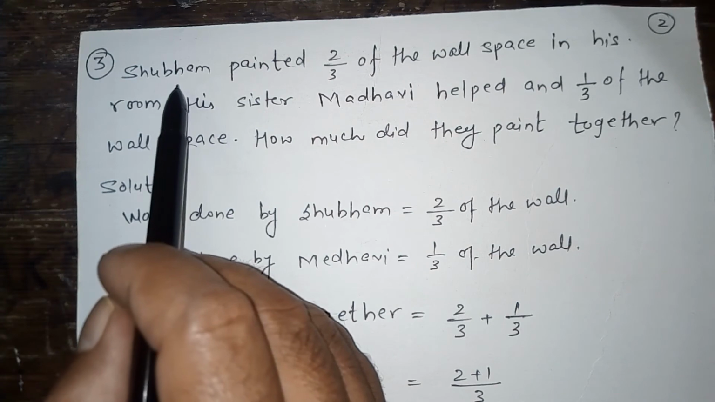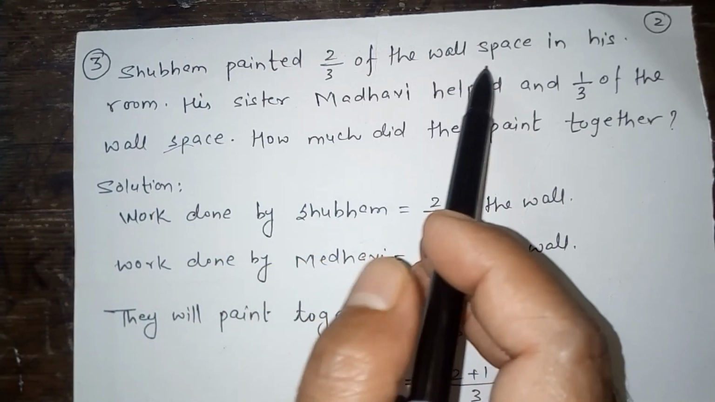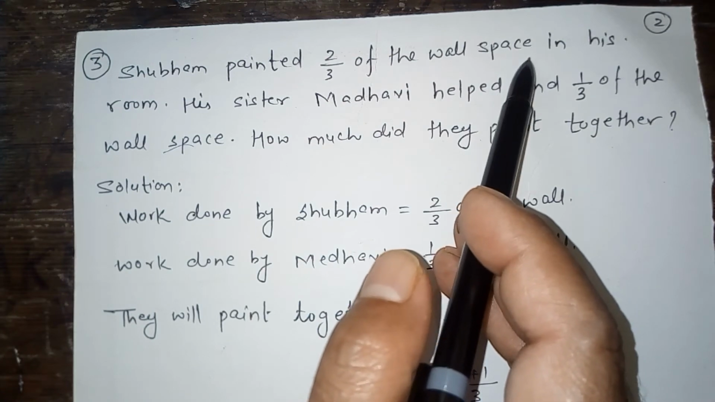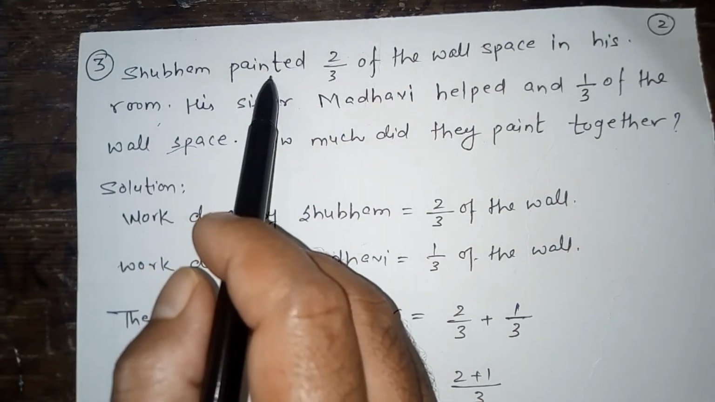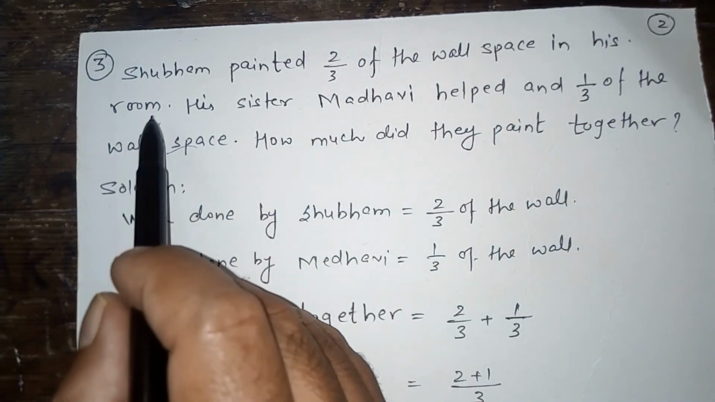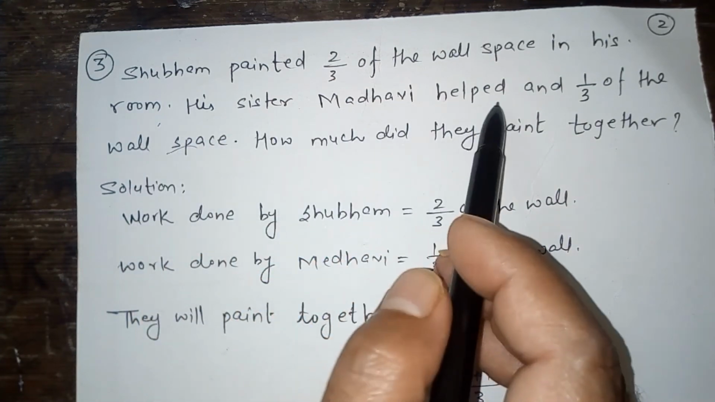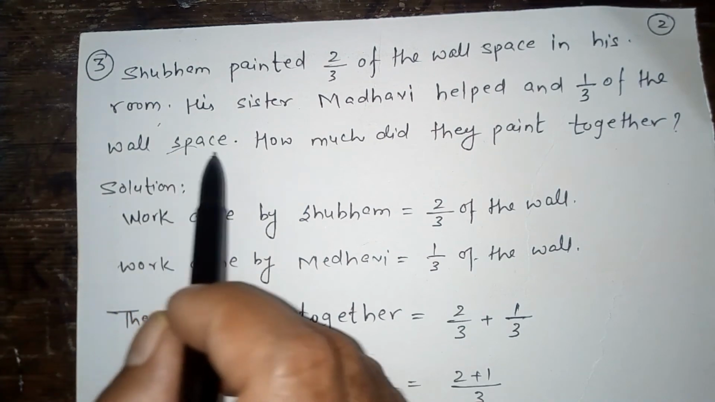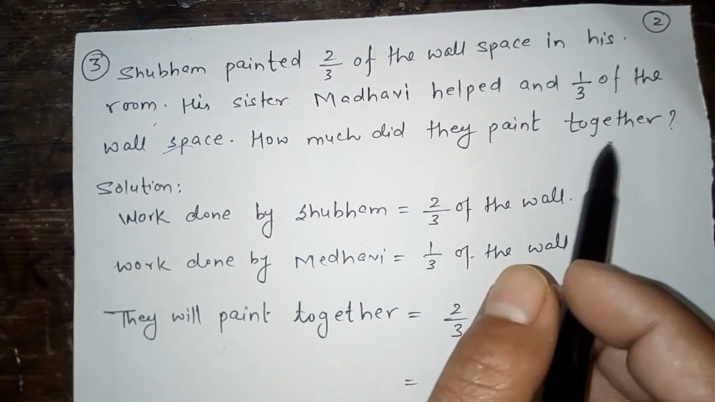Shubham painted 2 upon 3 of the wall space in his room. His sister Madhavi helped and painted 1 upon 3 of the wall space. How much did they paint together?